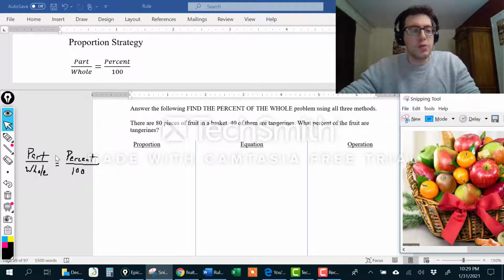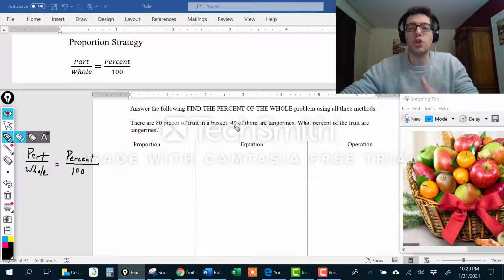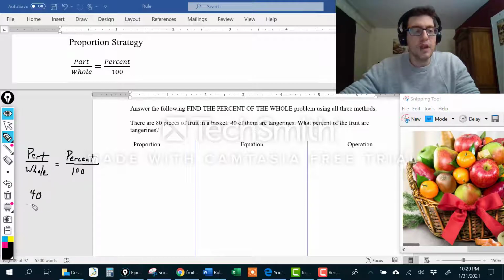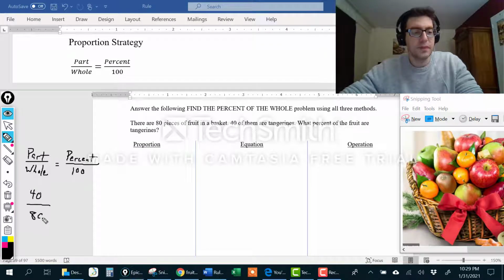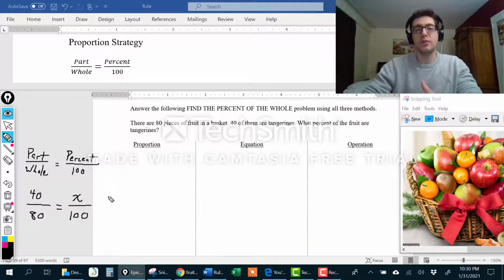So what we're going to do is plug in the numbers that we know. For part, we're going to plug in the number 40 because that's the part of the fruit basket which is tangerines. So we'll put 40 in the numerator. And we'll put that over the whole number of pieces of fruit that are in the fruit basket, which is 80. And what we're looking for is the percent. We don't know the percent. That's what we're looking for. So we're going to put an X over here, and we're going to put that over 100 because a percent is just a number out of 100.